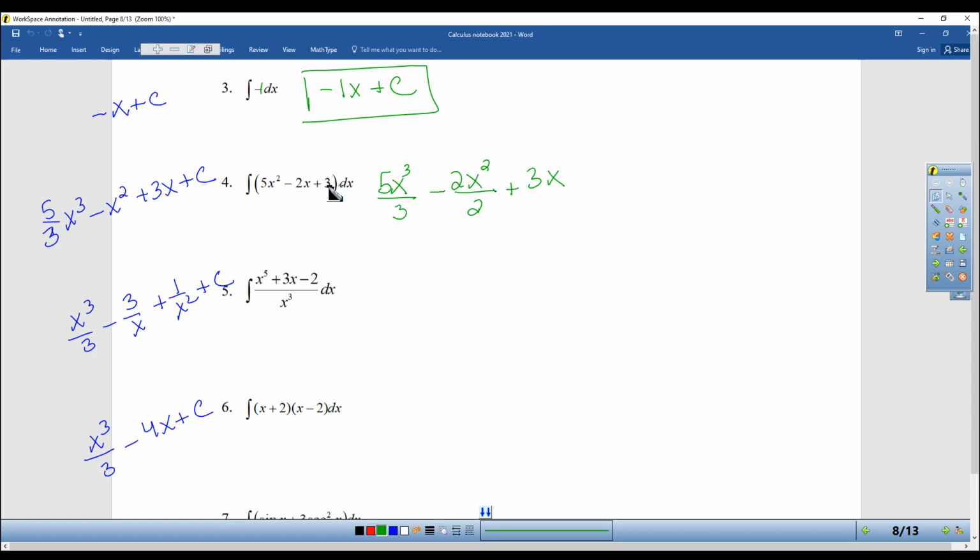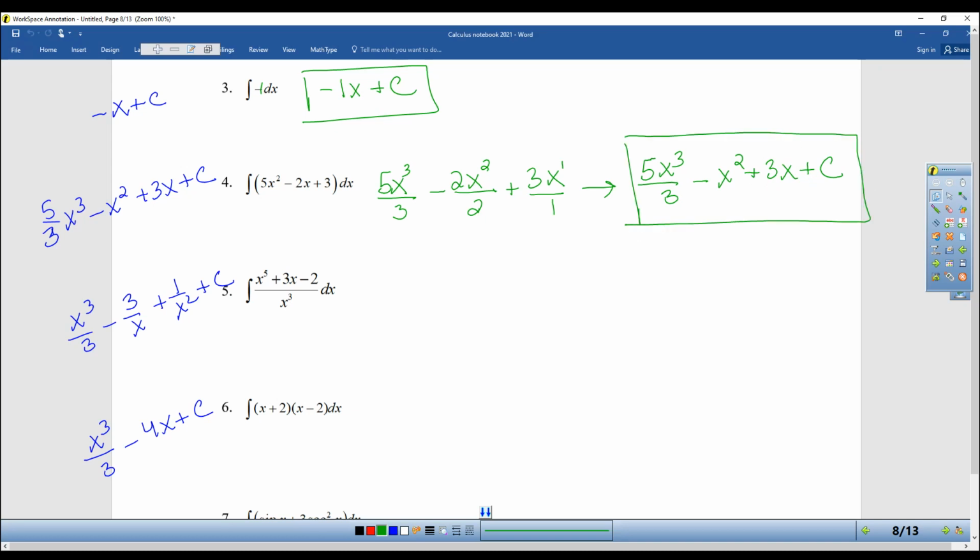And then this was no x, so now there must be 1x to the first, so it's divided by 1, which of course you don't need to write, and the 2 over 2's cancel. So you should simplify your answer. And don't forget to add the c. There's probably at least one of you going, oh, I'm going to forget that c.